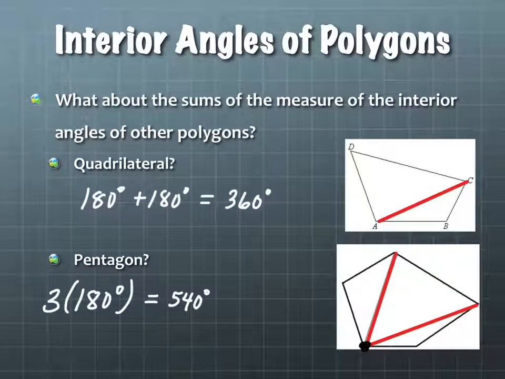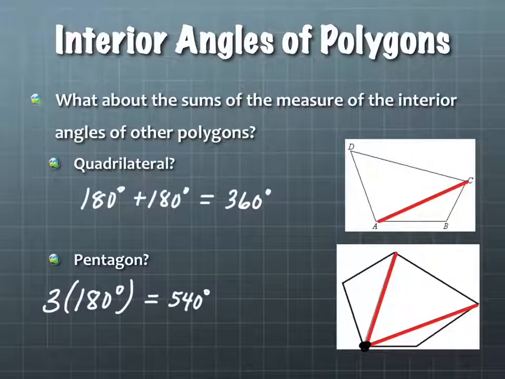So let's take a look at the relationship that happens. With a triangle, we had 1 triangle. With a quadrilateral, we had 2 triangles. With a pentagon, we had 3 triangles, and with a hexagon, we had 4 triangles. What's the relationship between the number of sides and the number of triangles?